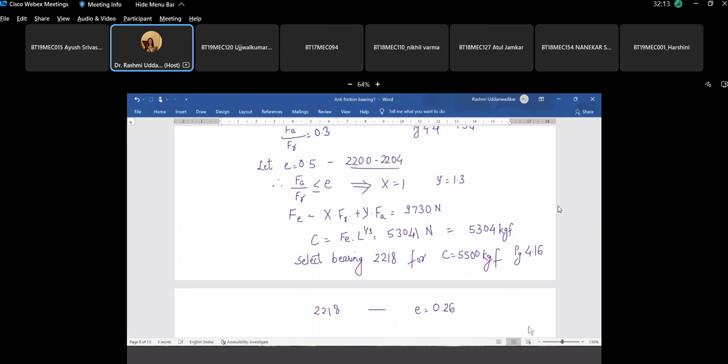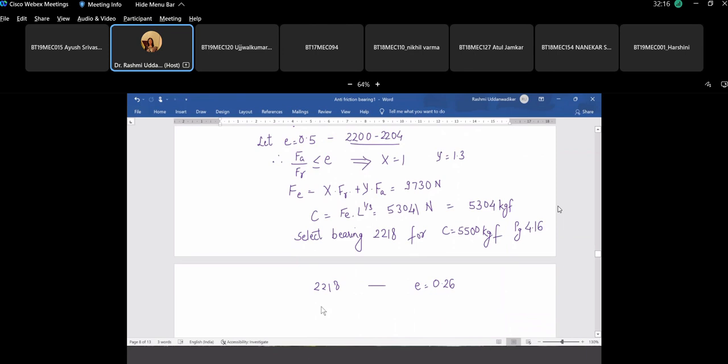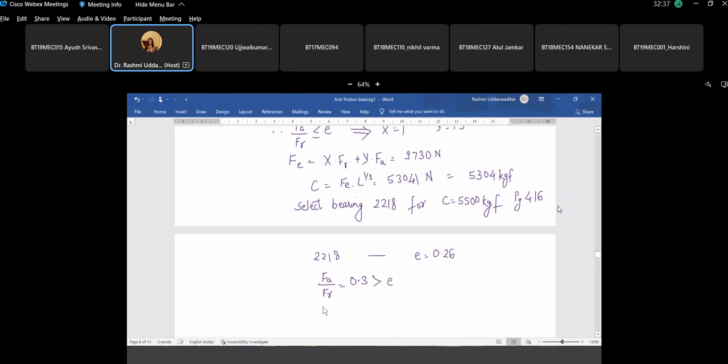So if you are selecting the bearing 2218, then the value of E should be 0.26. And for this value of E, our FA by FR, which is 0.3, happens to be greater than E. And if it is greater than E, the values of X and Y are also changing. For E 0.26, and FA by FR greater than E, what is X and what is Y? 0.65 and 3.8.